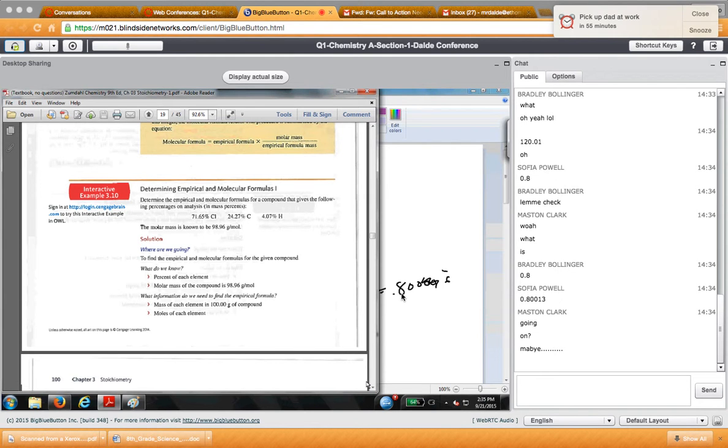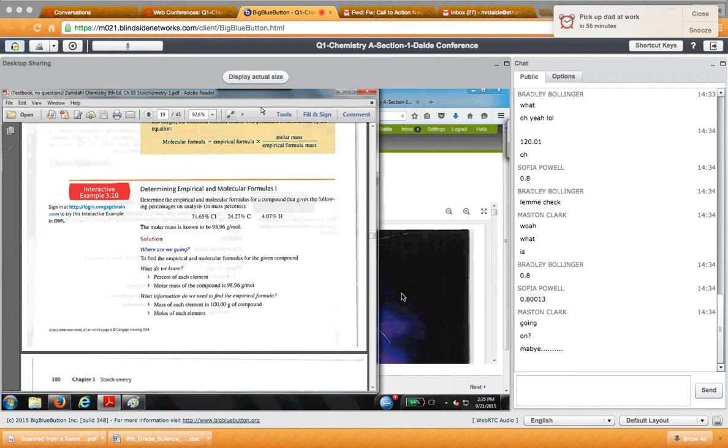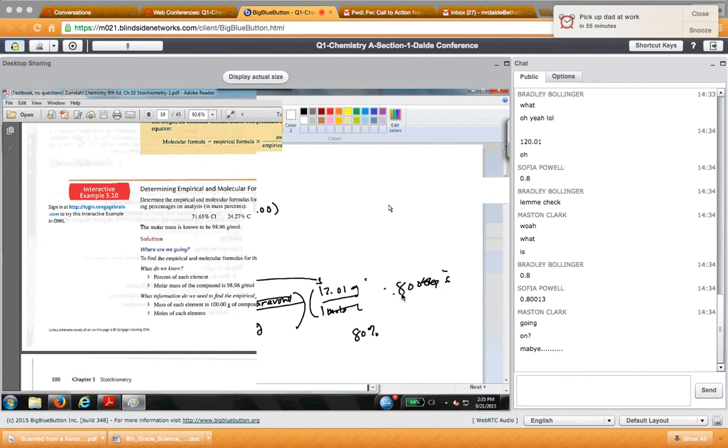All right, here we go. Determine the empirical formula of a compound that gives the following percentages after analysis in mass percentages and has a molar mass of that. Okay, fine. So let's read the problem, because there's lots of numbers in this problem. Let's try this one. All right.